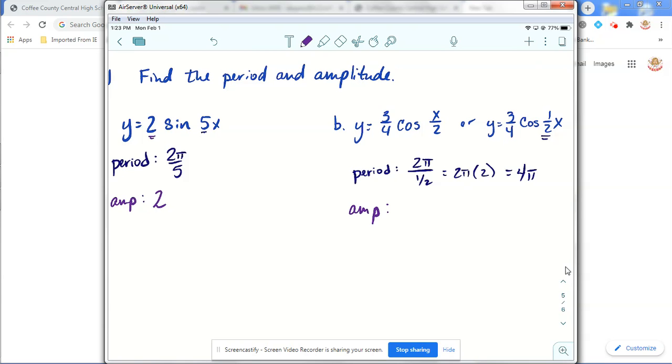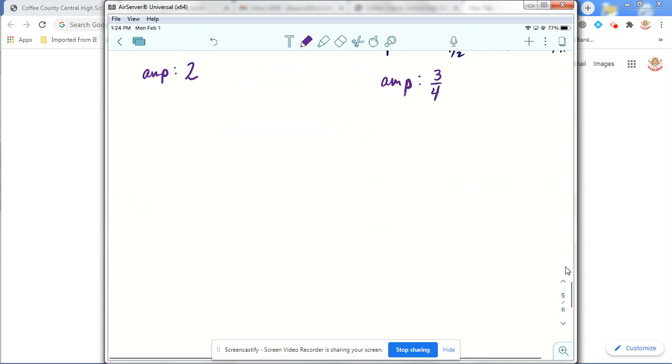All right. And then our amplitude is the absolute value of the very first number in front of the cosine, or the first number after the equal sign. So this one has an amplitude of 3/4. All right, a couple more and then we'll do some graphs.